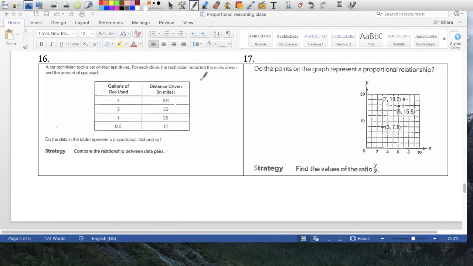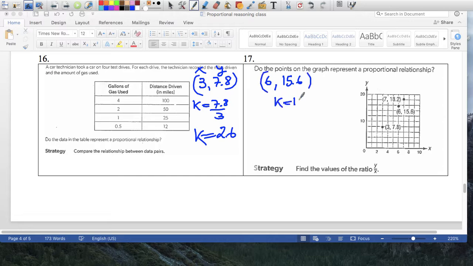We have the first point, which is 3 and 7.8. If you put it in this format, you're going to get 7.8 over 3, remember who's your x, who's your y, and 7.8 divided by 3 equals 2.6 as your constant of proportionality. Let's take our second point, which is 6 and 15.6, likewise. k equals 15.6 over 6, and 15.6 divided by 6 equals 2.6.